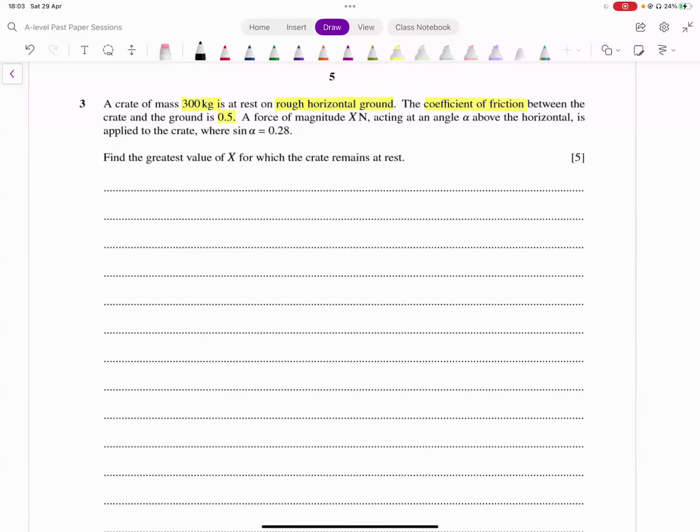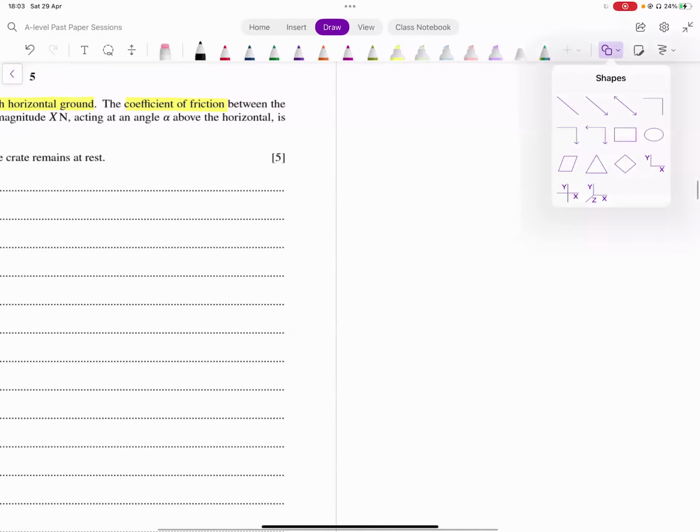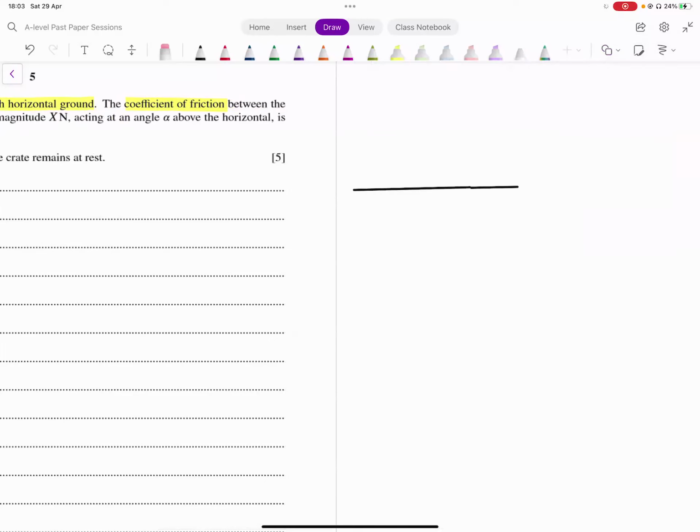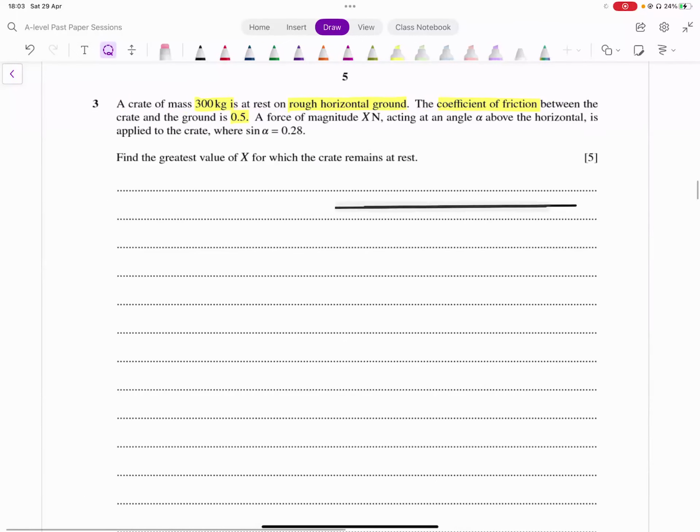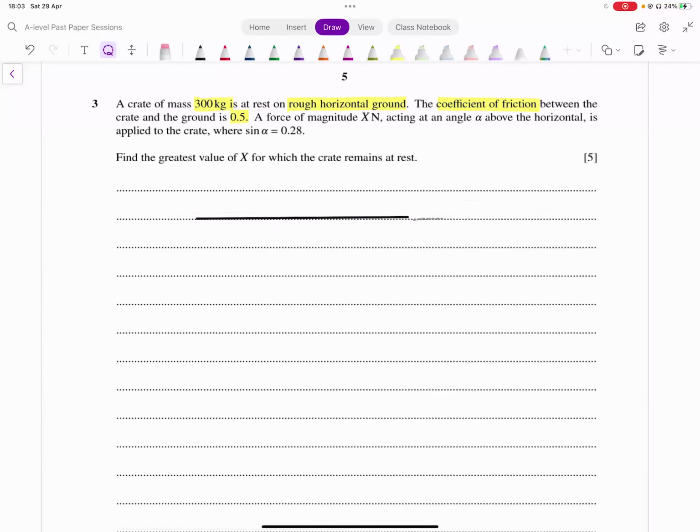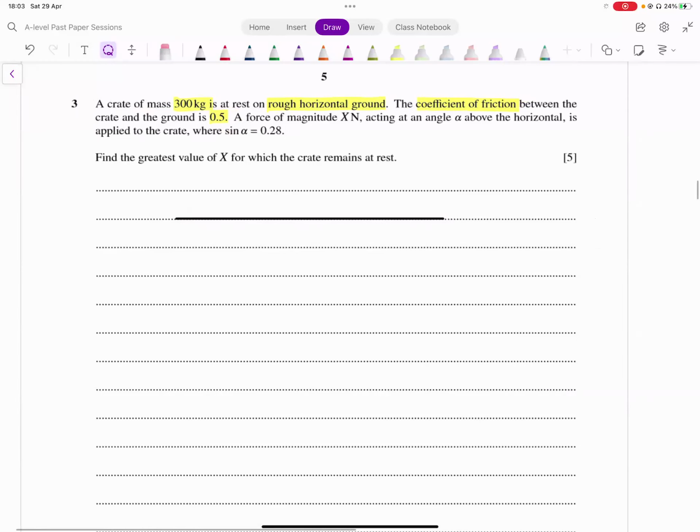Okay, now let's think about this. Again, let's draw a horizontal surface here. So it looks like this. So we have this horizontal rough surface. On the surface, you have a crate of mass 300 kilograms at rest. So एक हम यहाँ पे box बना देते हैं. ये आपके पास एक mass उसके ऊपर पड़ा हुआ है. What's the weight of this block? This is 3000 Newton.